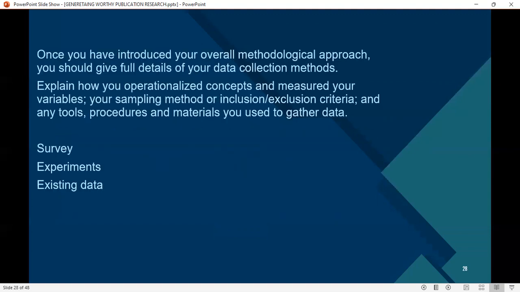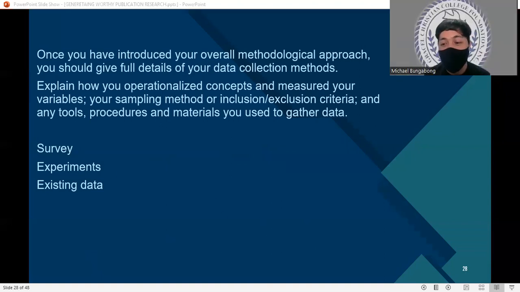All right. So once you have introduced your overall methodological approach, you should give full details of your data collection method. So you have to explain as well how you operationalized concepts and measured your variables, your sampling method or inclusion and exclusion criteria, and any tools, procedures, and materials you used to gather data. So we do have this here. It can be a survey, it can be an experiment, or it can be existing data. So things like that. All right. So some others might probably use secondary sources where they get from the review of related literature and so on. That's totally fine. Okay.